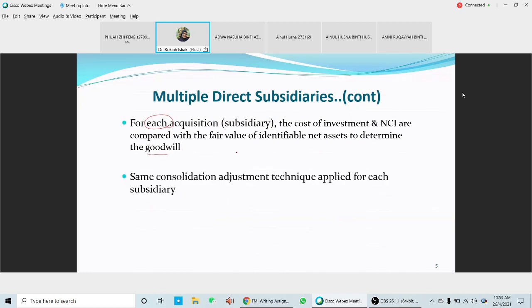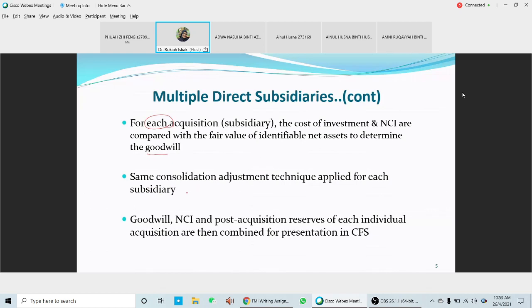Okay, the same consolidation adjustment technique is applied for each of the subsidiaries. We are going to prepare the same consolidated journal entries for each of the subsidiaries, which means that we are going to have more journal entries this time. Goodwill, NCI, and post-acquisition reserve for each individual acquisition are then combined for presentation in the consolidated financial statement. The goodwill, NCI, and post-acquisition reserve are going to be combined together to prepare the consolidated financial statement.